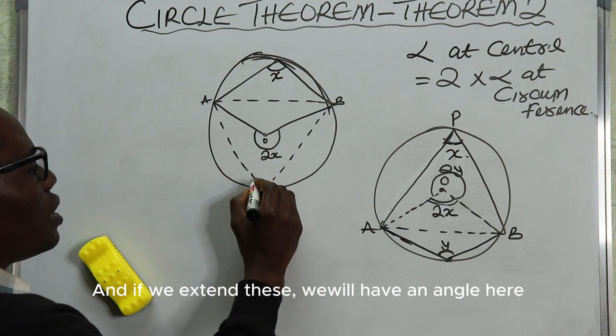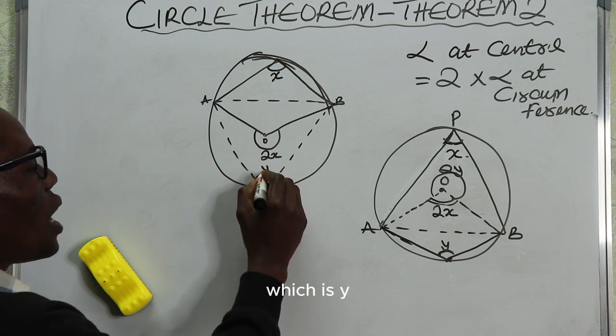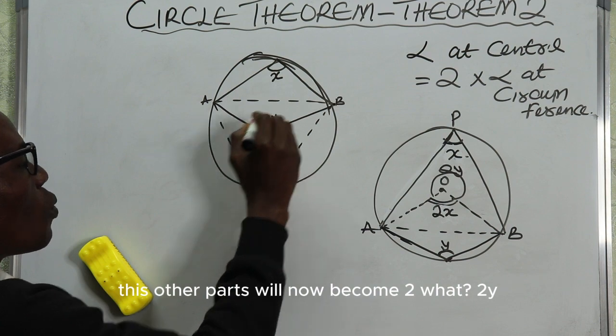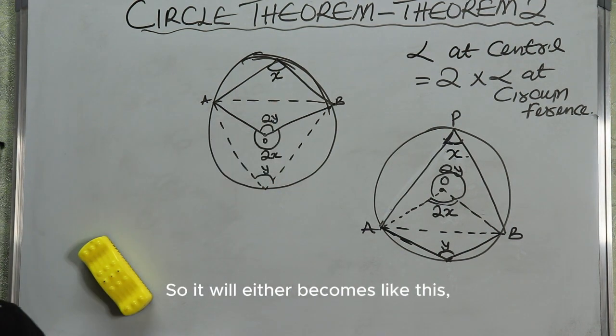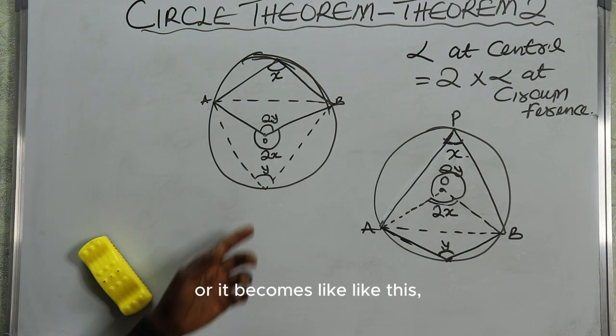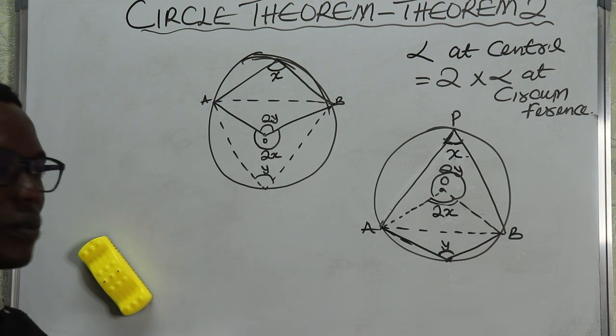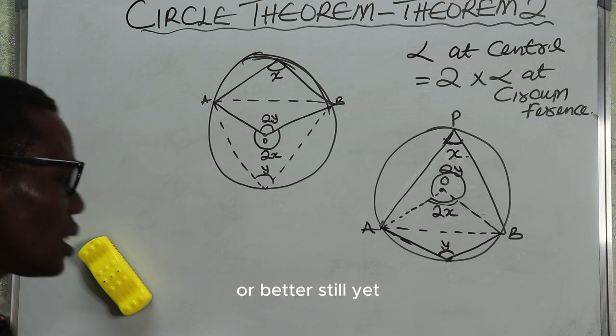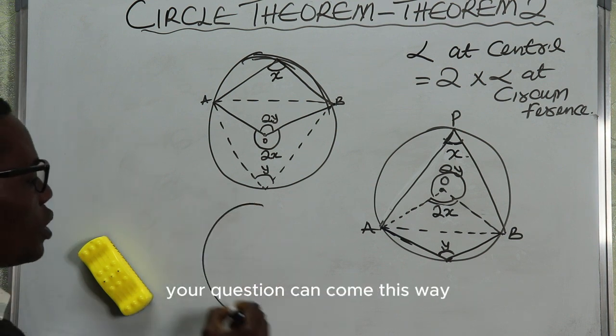and if we extend this, we'll have an angle here, which is y. This other part will now become 2y. So it either becomes like this or it becomes like this. So it either goes this way or it goes this way. Or better still yet, your question can come this way.